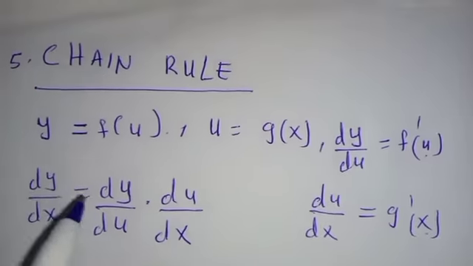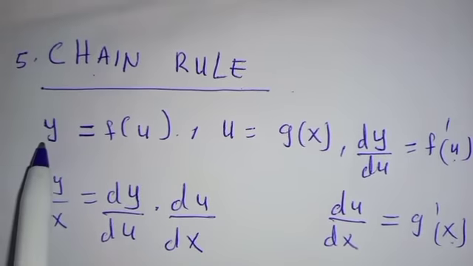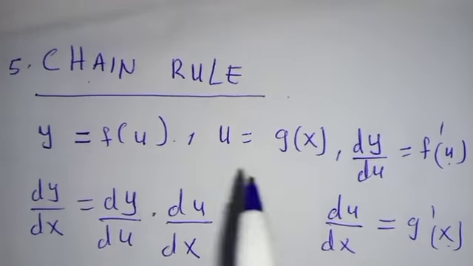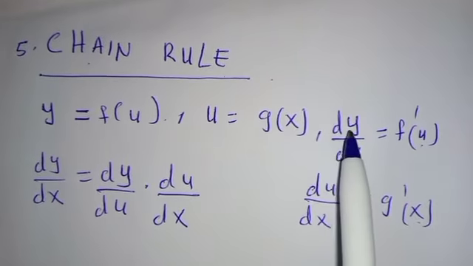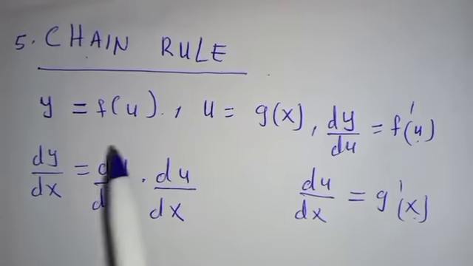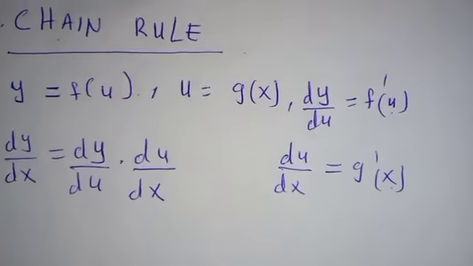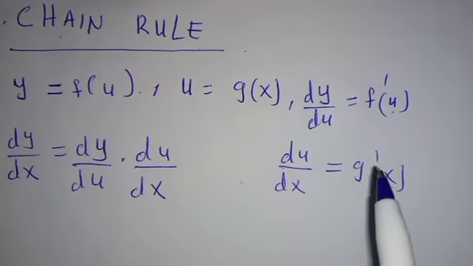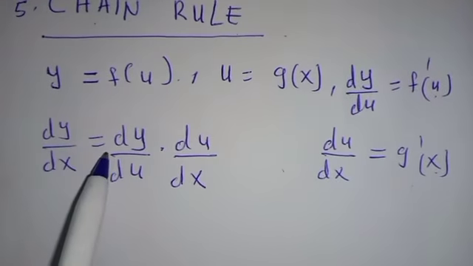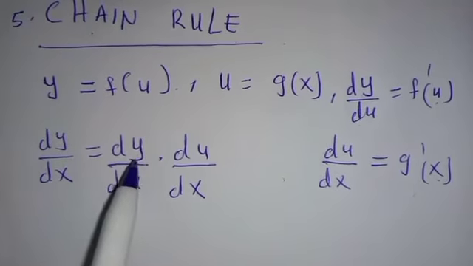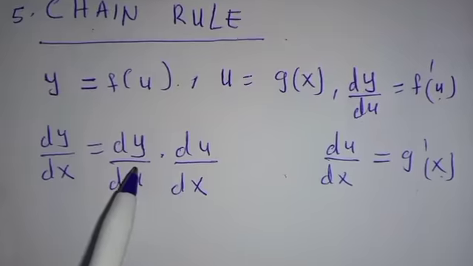Our number 5 area of consideration or method of differentiation is the chain rule. Here you have function y, which is a function of u, and u is a function of x. So to differentiate, you differentiate y with respect to u to get f prime of u, then differentiate u with respect to x to get g prime of x. So here we are going to have dy/dx equal to dy/du multiplied by du/dx. So that is what you do.